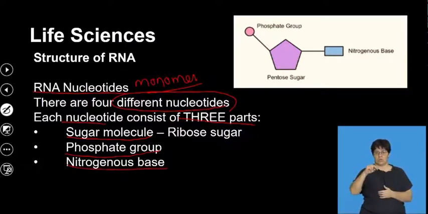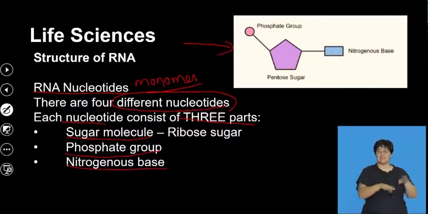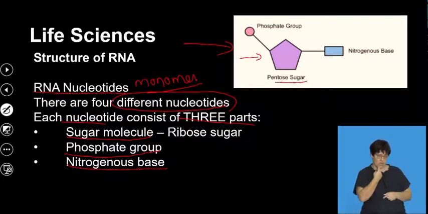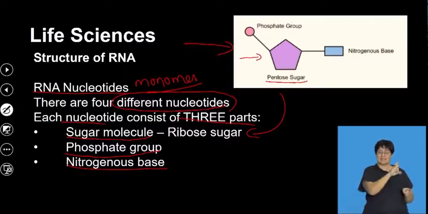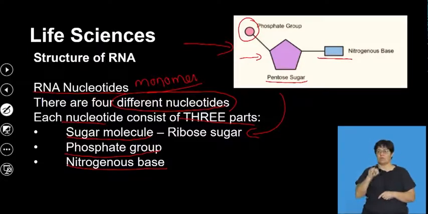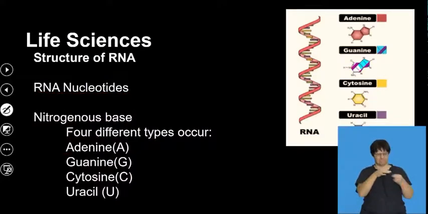We do know that DNA has a similar structure. So if we were to illustrate that as a monomer, we would see that we have a pentose sugar. Again, it's a 5-carbon sugar, so we refer to that sugar as a ribose sugar as compared to DNA, which was a deoxyribose sugar. Very similar, it has a phosphate group and it has nitrogenous bases.